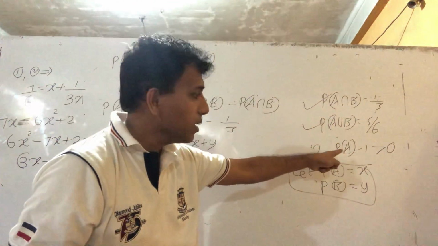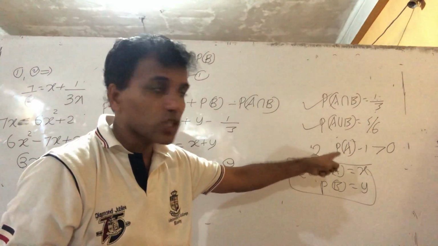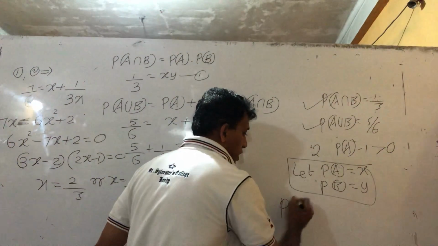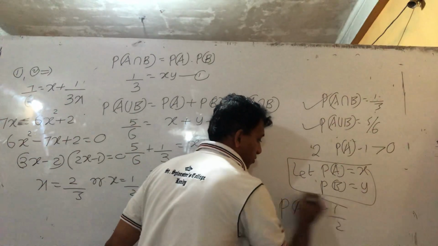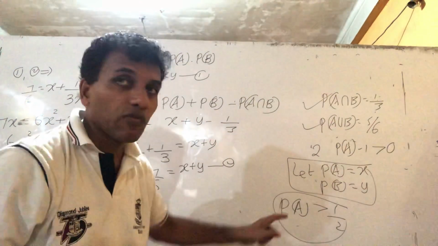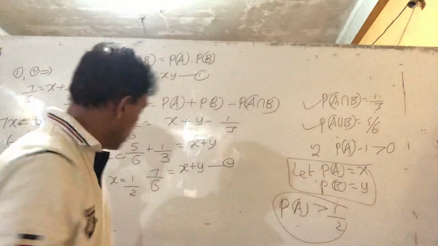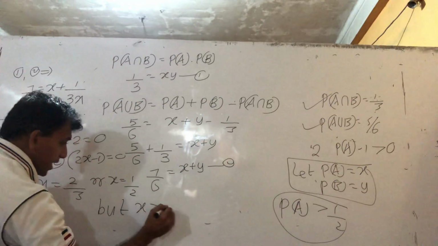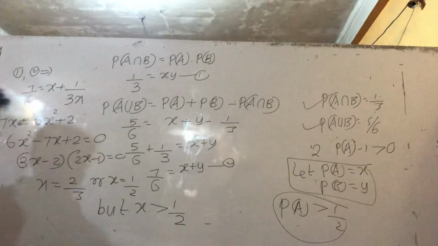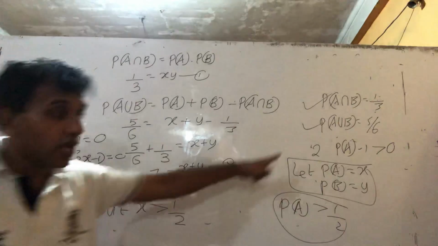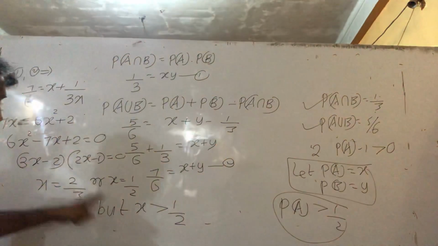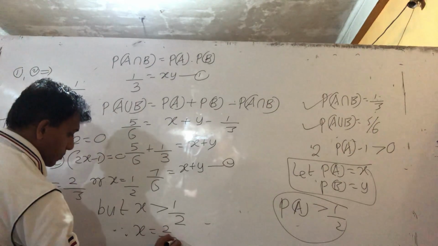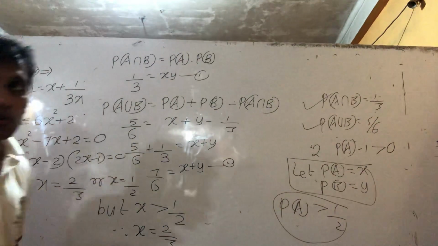What is P(A) here? 2 times P(A) minus 1 is greater than 0. Therefore, the probability of A is greater than half. This is x. Therefore, x must be more than half. So, given that x is greater than half, x equals 2/3.